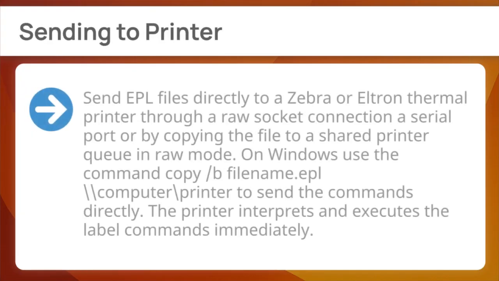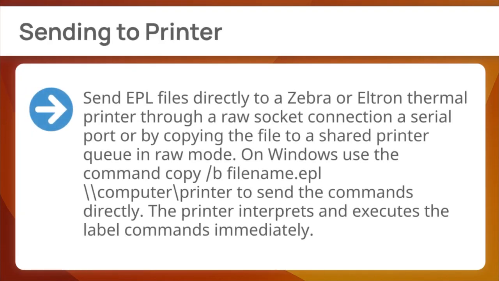Next, sending to printer. Send EPL files directly to a Zebra or Eltron thermal printer through a raw socket connection, a serial port, or by copying the file to a shared printer queue in raw mode. On Windows, use the command copy /B filename.epl \\computer\printer to send the commands directly. The printer interprets and executes the label commands immediately.